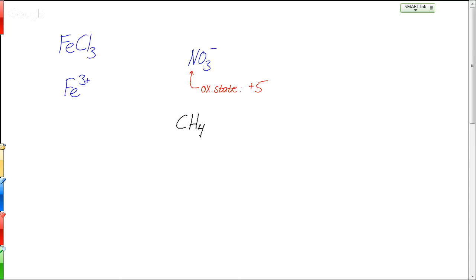Methane, CH4. What's the oxidation state of carbon? Yeah, this one's going to be -4 because the hydrogen is usually +1. And so if the hydrogen is +1, there's 4 of them, then carbon has to be -4 to offset that.